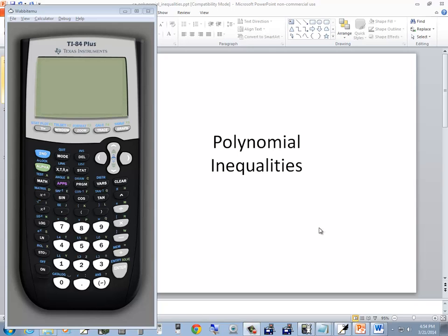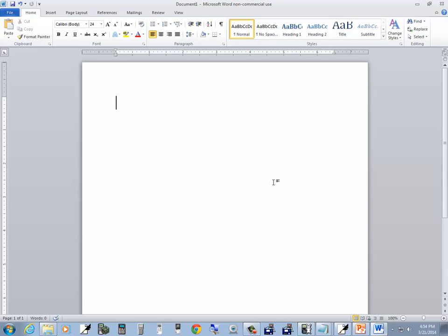Let's take a look at solving polynomial inequalities on a TI-84 Plus calculator. So let's look at our steps. Polynomial inequalities. Our first step is to get everything on the left side, 0 on the right side.